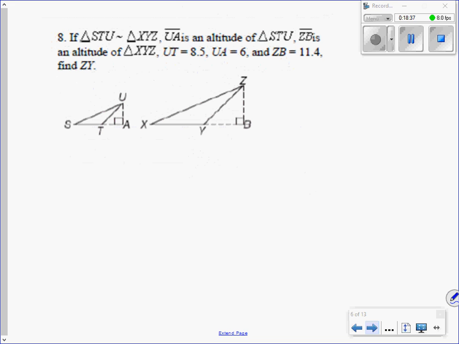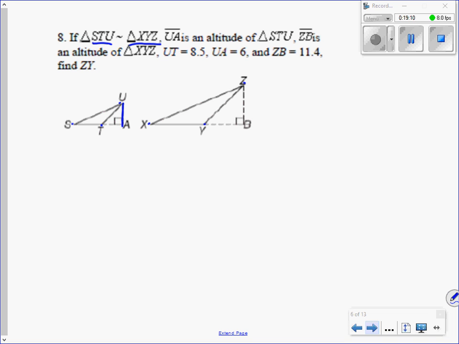Okay, here we have an altitude. UA is an altitude. The triangle is actually only STU and XZY. Those are the two similar triangles for XYZ. But UA is an altitude. That means it drops down from U to the line perpendicular to the opposite side. ZB drops down to the line that's perpendicular, or that corresponds with XY. A line that goes through XY, Z falls right straight down onto that line.